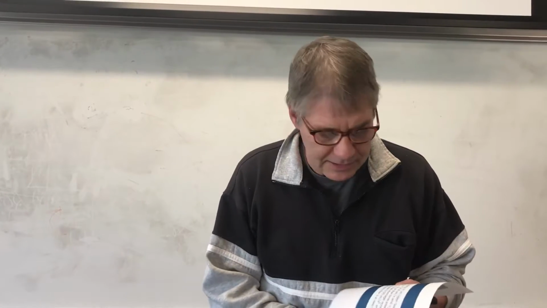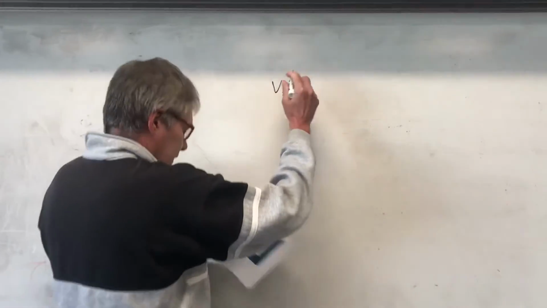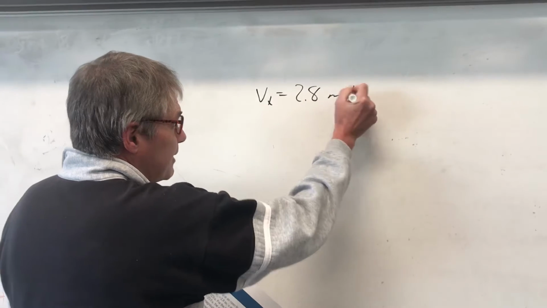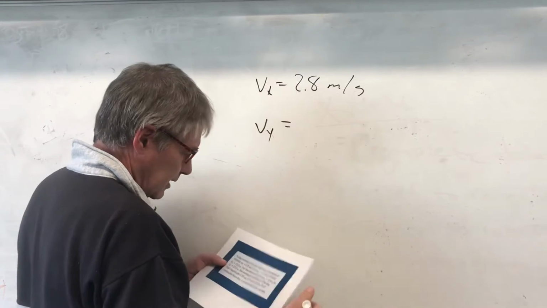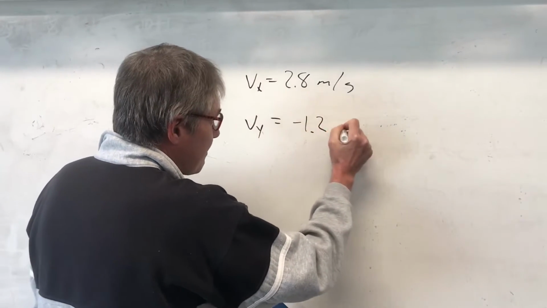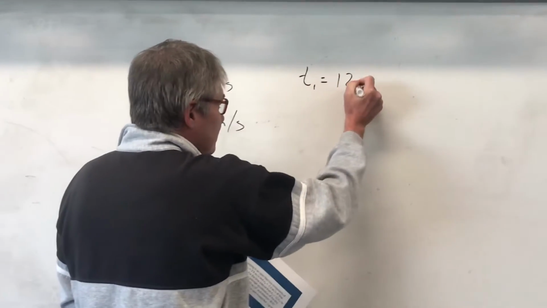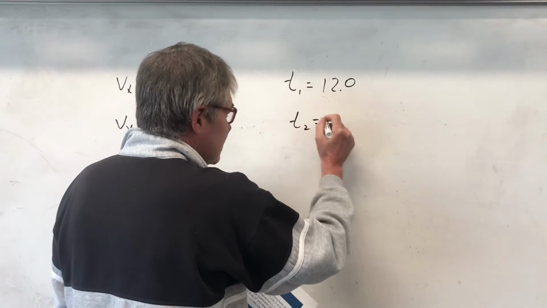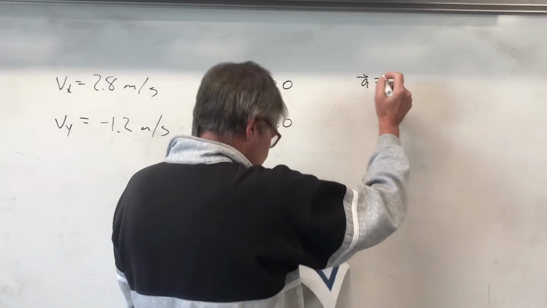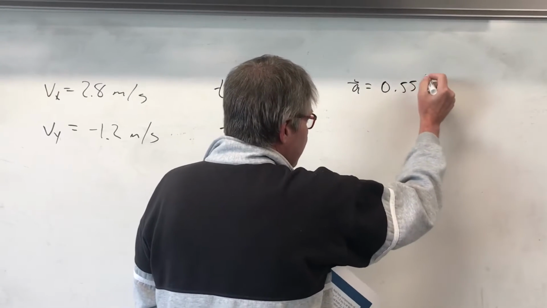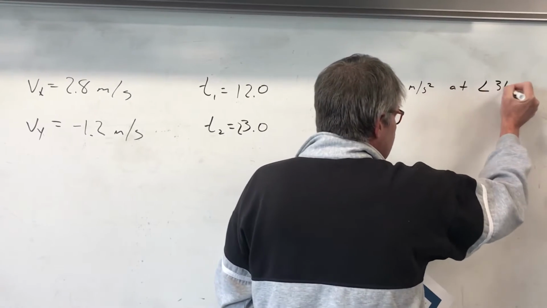So let me get these numbers down. V sub x at our initial is 2.8 meters per second. V sub y, again, this is a vector, so we have magnitude and direction, is negative 1.2 meters per second. T1 is 12 seconds. T2 is 23 seconds. And acceleration is equal to 0.55 meters per second squared at 36 degrees.